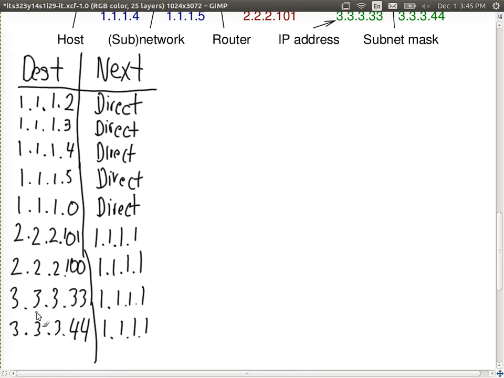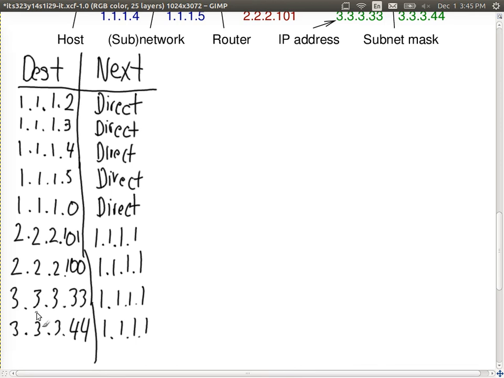The problem with this approach is that our routing table needs an entry for every device in the internet. How many devices in the internet? Billions. So your computer needs a table with billions of rows, and of course it needs to update as things change. It's not feasible to do that. So we use the structure of the address to identify not a specific destination, but a destination subnet. So instead of saying destination host 1.1.1.2, 1.1.1.3 and so on, we can say destination subnet 1.1.1.0.